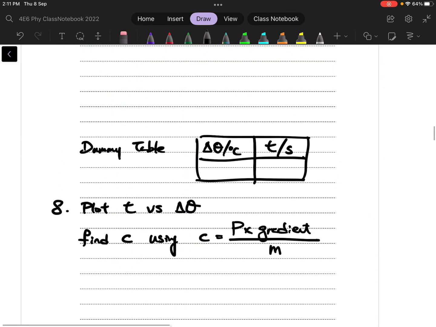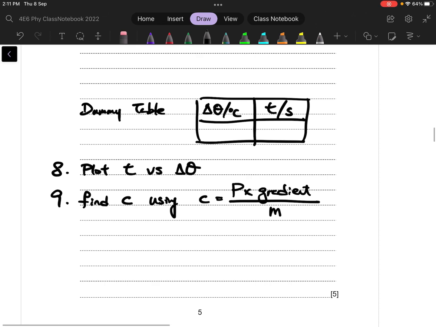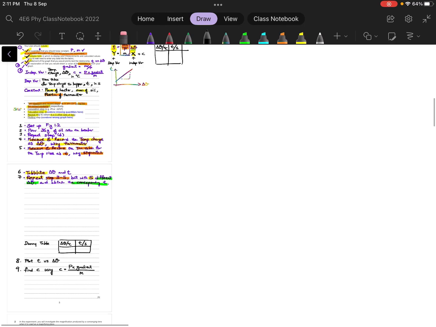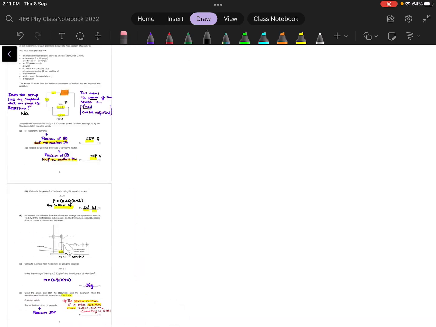Lastly is my plotting step, which is over here, right? Then I have find what. So just by doing this, I will get full marks, right? So that's how you get it.